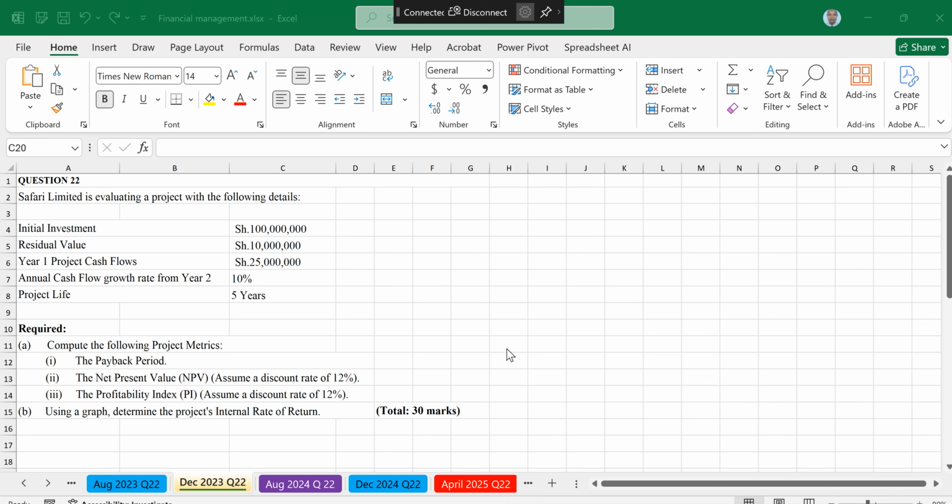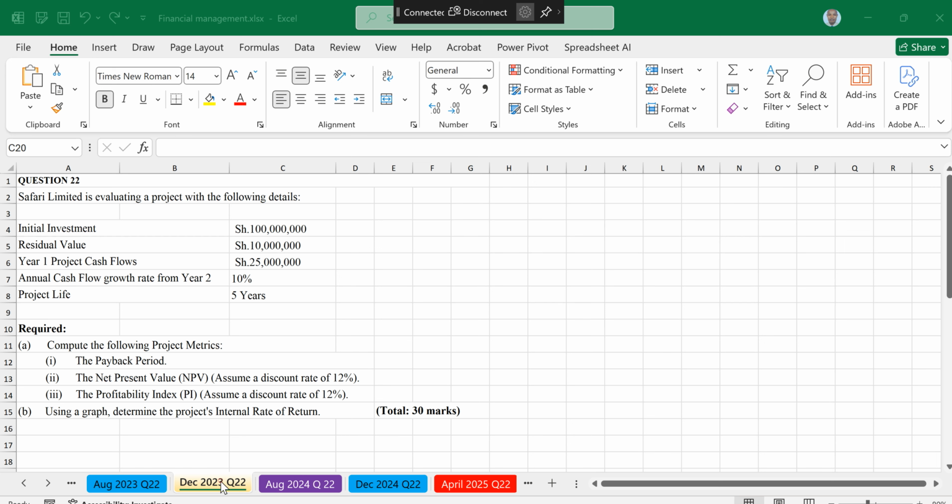A more applicable, relevant application of the concept of NPV is the BDA question, December 2023, question 22. You can easily navigate through these worksheets, of course. I'm assuming you are all there.